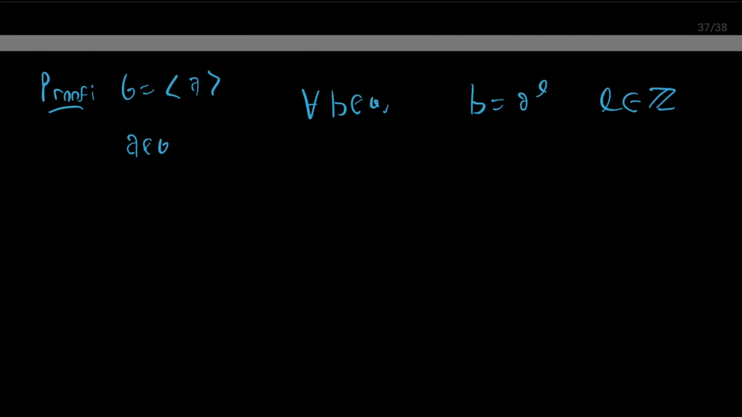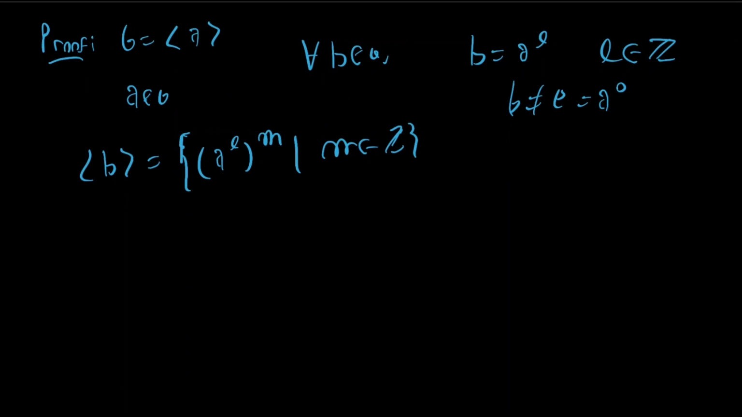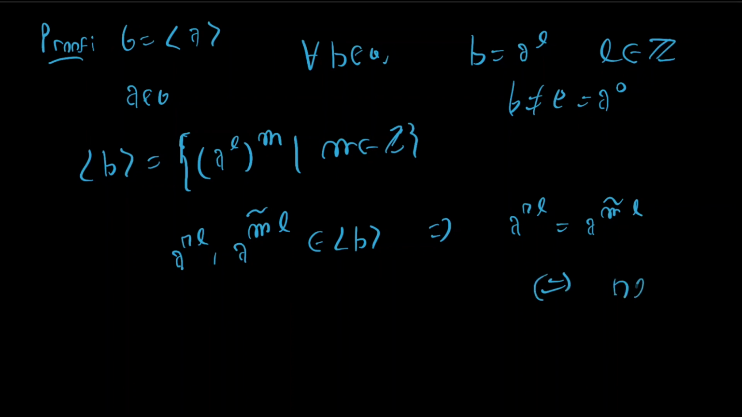Okay, if we consider b to not be equal to the identity, which is a to the 0, then if we consider the cyclic subgroup generated by b, this is just the powers of b, which is the powers of a to the l. Okay, but by a fact that we have proven in the last videos, since this group is infinite cyclic, then we will have that, well, for two elements, say a to the nl and a to the m tilde l inside the cyclic subgroup generated by b, these two will be equal if and only if nl is equal to m tilde l.